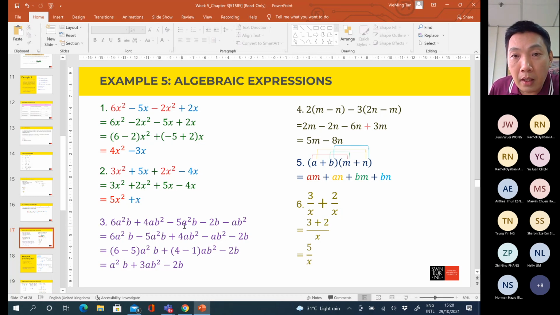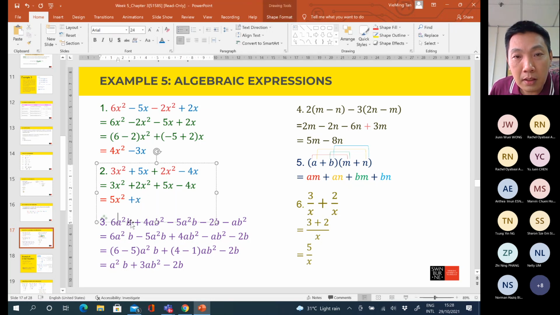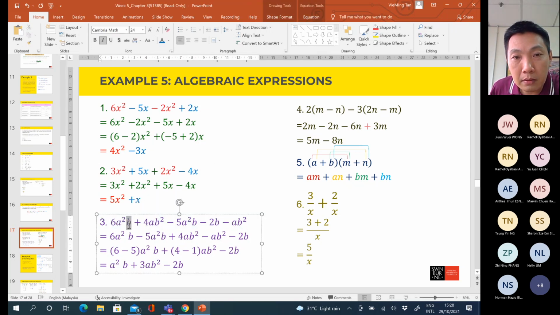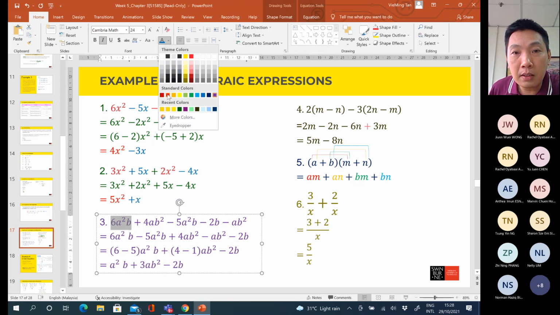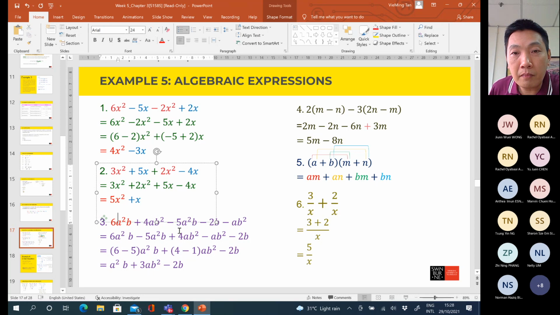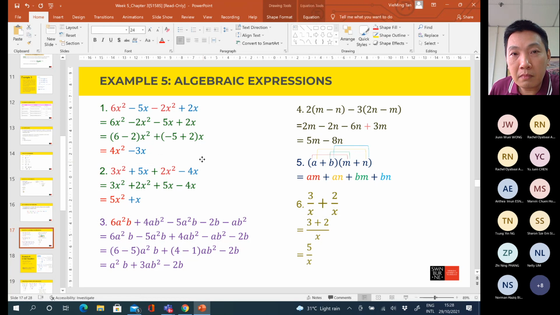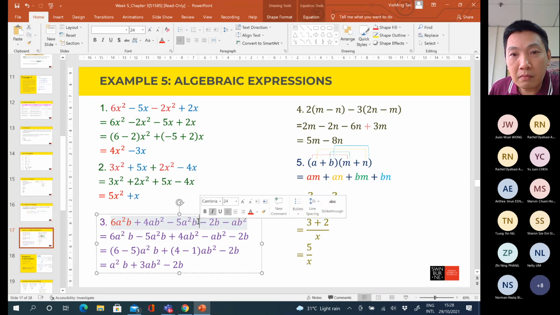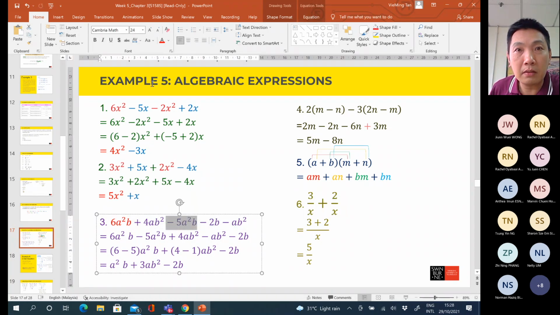Okay, how about the third one? A power 2, b power 1. Same as this one, right? Same species, I use red color. These two we can combine later. I use red color so that you can see they are from the same term, same type. These two can combine later.